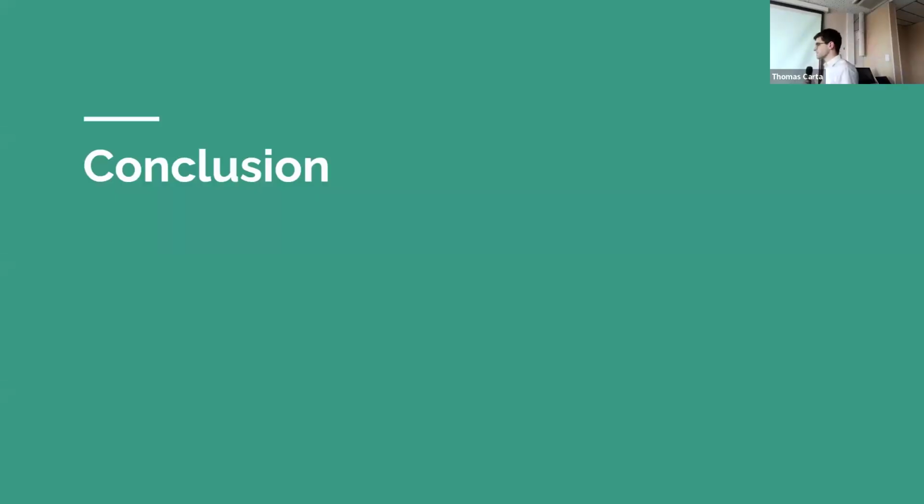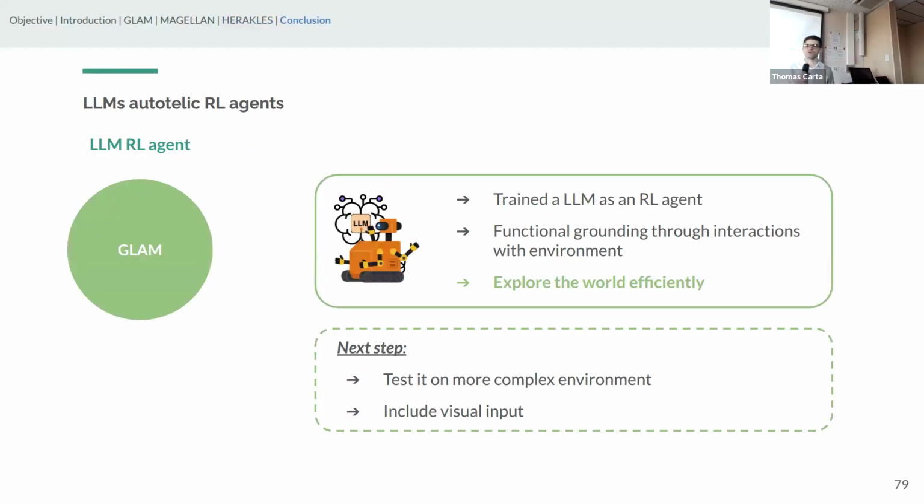So in conclusion, about this autotelic LLM RL agent we have seen, we have first explored how you can ground an LLM by making it interact inside an environment. We trained an LLM as an RL agent, and we functionally ground it through the interaction with the environment. And we show that we can get a system that explores the world efficiently and is able to generalize between goals. The natural next step would be to test this system in more complex environments, especially, for instance, in 3D environments with more complex inputs.